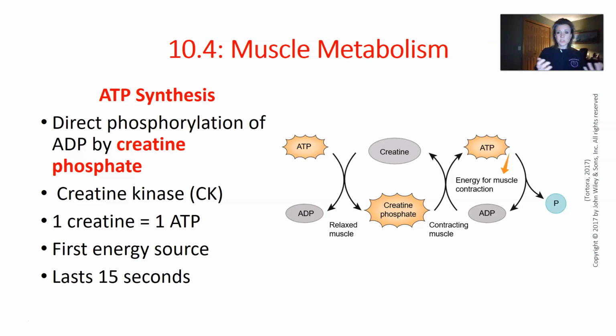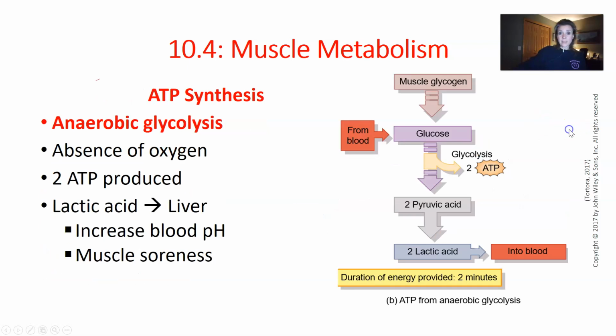But it's really just a starting point, because we only have enough creatine phosphate in our muscles to give us about 15 seconds of ATP for contraction. Like, it's only going to last about that long. So there's got to be another way for our muscle cells to generate ATP at the start of muscle contraction. And that's going to be through anaerobic glycolysis.